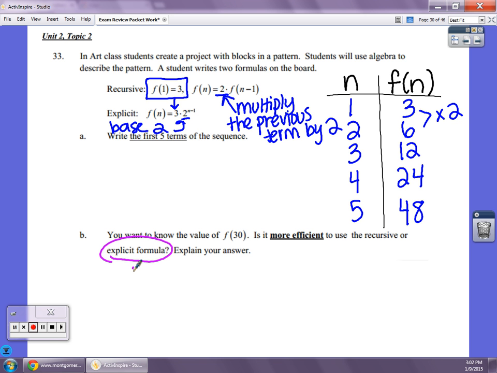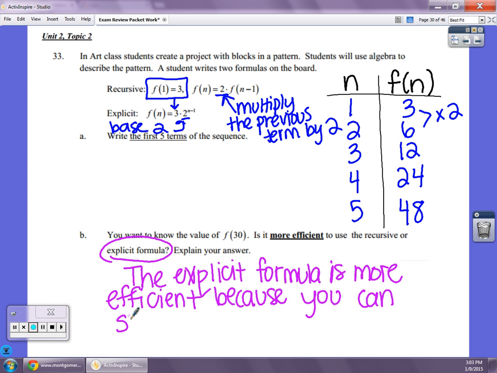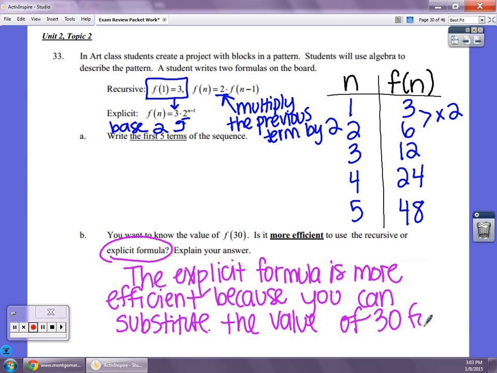The reason is that we substitute the value of 30 for n in the explicit formula.